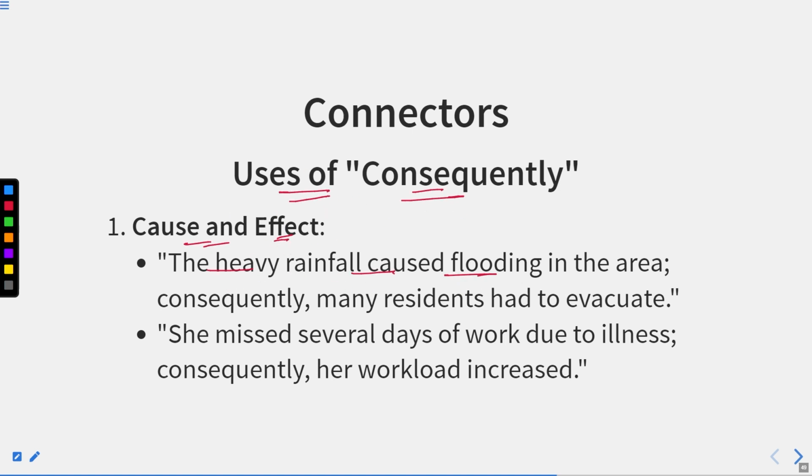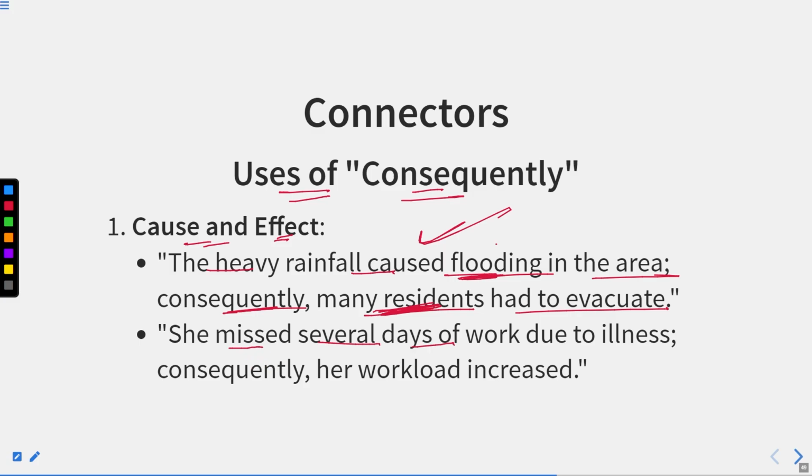The heavy rainfall caused flooding in the area. Consequently, many residents had to evacuate. Now, heavy rainfall caused flooding in the area. This is the one part, the situation that has been created. Consequently, because of which, what happened? Many residents had to evacuate. It means they had to escape. So this is the result, the outcome of this scenario. This is the reason why these residents had to evacuate.